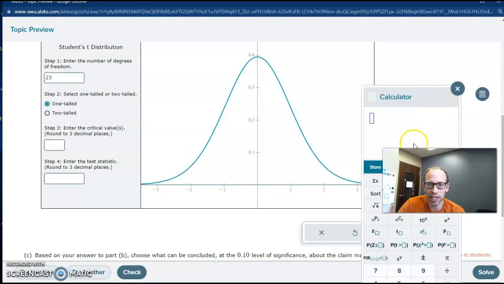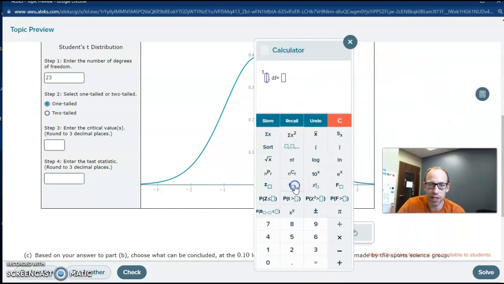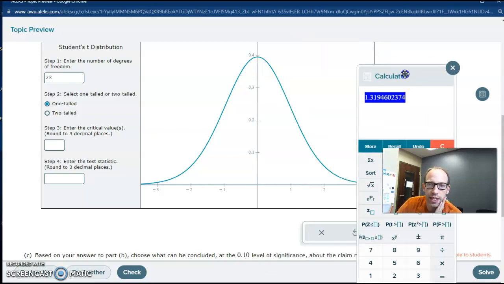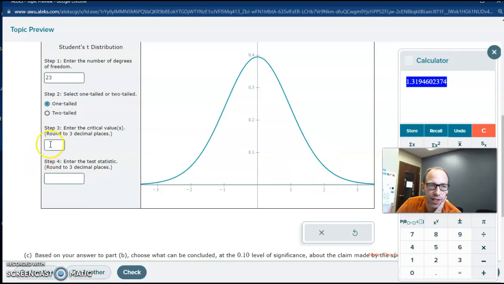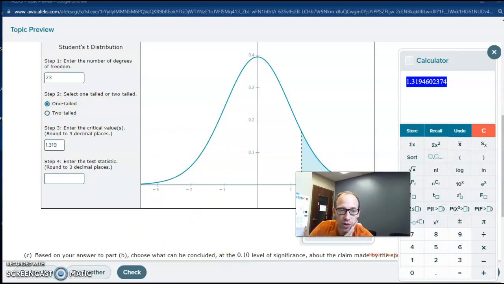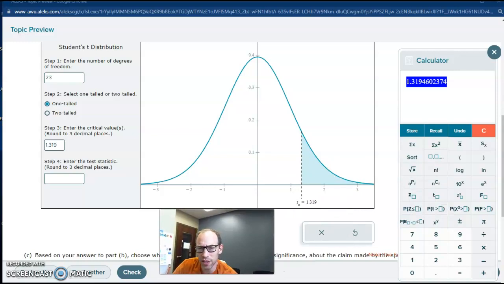Let me just show you. If we put in T 0.10 with 23 degrees of freedom in the calculator, it's going to give us this over here. Let me go ahead and enter this, 1.319. But we want the left side because we're conducting a left-tailed test. So how do we do that? Well, two ways. We could put in the negative version of this. It is symmetrical. So let me do that first.